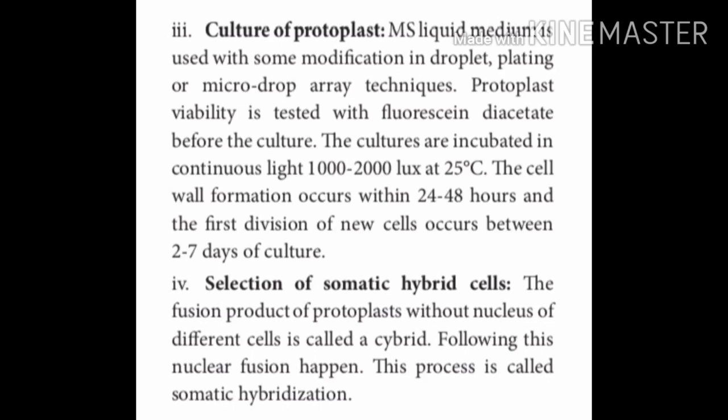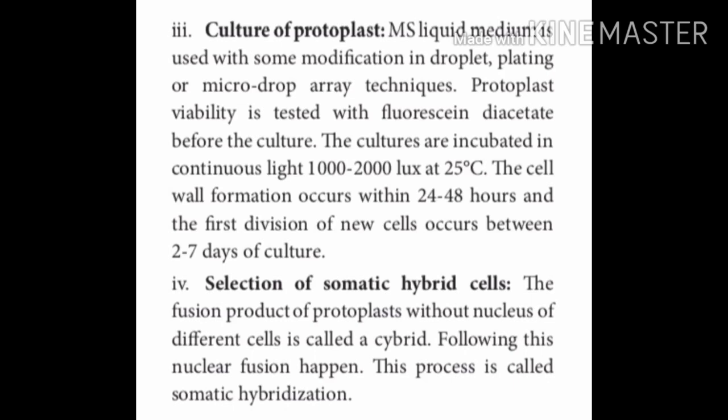The fusion product of protoplasts without nucleus of different cells is called the hybrid. Again another important question, children. What is a hybrid? Hybrid is nothing but the fusion of protoplasts without nucleus of different cells. So make note of this. Following this, nuclear fusion happens.